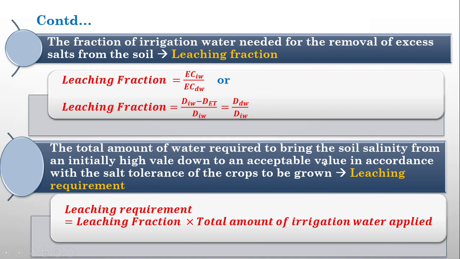By using these equations we can calculate the leaching fraction. Now the second term related to this is the leaching requirement. It is the total amount of water required to bring the soil salinity from an initially high value down to an acceptable value in accordance with the salt tolerance of the crop to be grown. So this is the total amount of water, whereas earlier it was a fraction of irrigation water. The leaching requirement is equal to the leaching fraction, which we calculated earlier, times the total amount of irrigation water applied. So these are the two terms related to leaching.